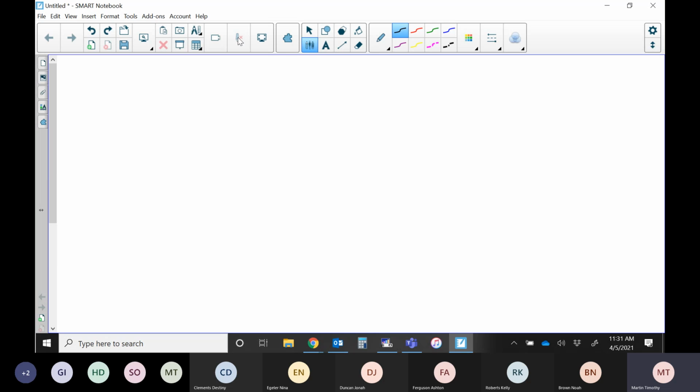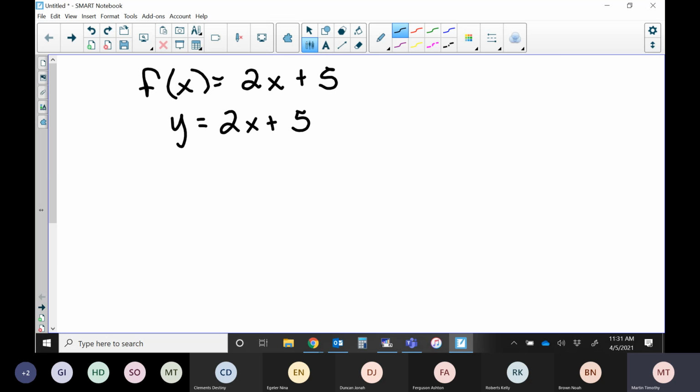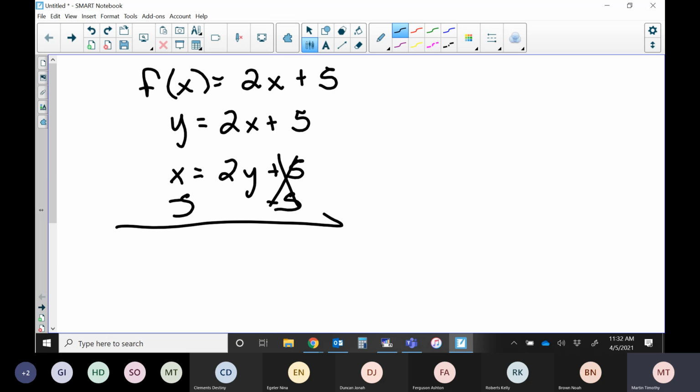So, example real quick. If I said f of x equals 2x plus 5, if I asked you to find the inverse of that, the first step is to change the f of x to a y. This is review. The next step is to change the x and the y's positioning. Nothing else changes. Everything else stays the same. And then we solve for y. So we minus 5. X minus 5 equals 2y. We divide by 2. So my final answer would be y equals x minus 5 over 2.